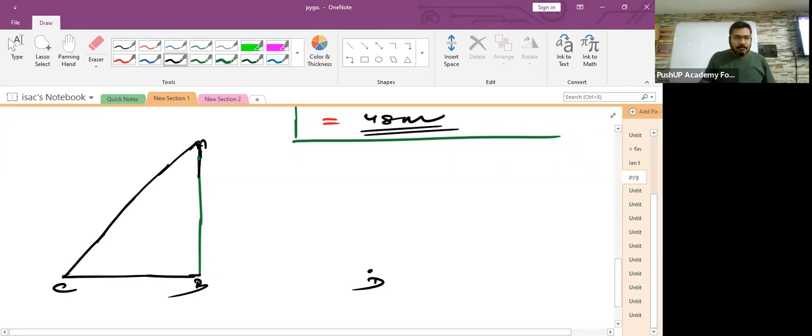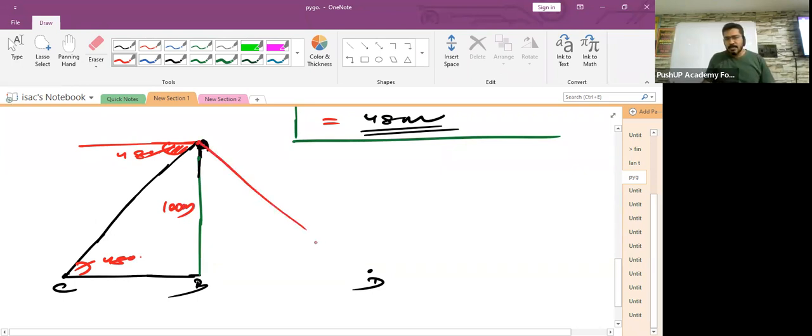Okay. Now, from this point A, the observer was looking at the first ship, that is point C, isn't it? What was the angle of depression for point C? 48 degrees. All right. So this angle is 48. Hence, the alternate interior angle is also 48. How much was the height of the lighthouse? 100 meters.